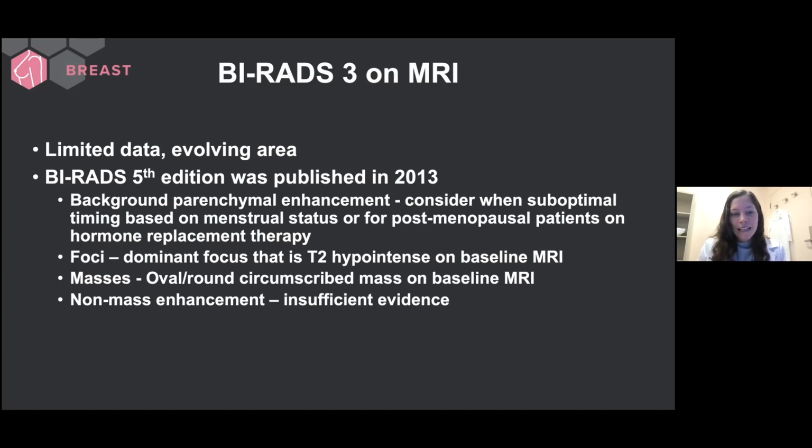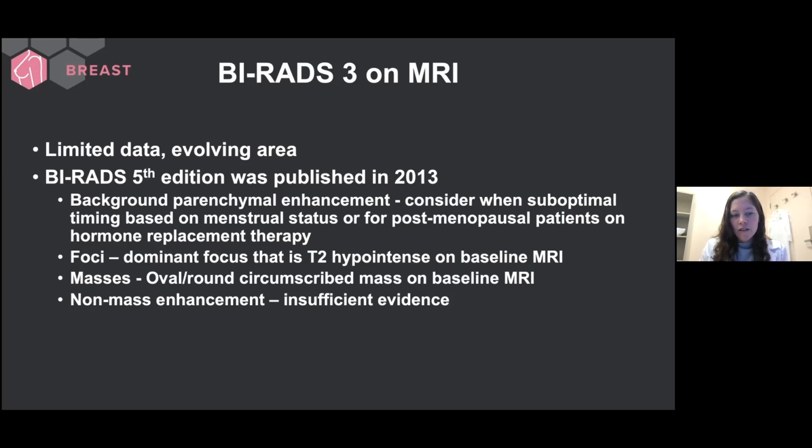The 5th edition of BI-RADS was published in 2013, and the technology itself has improved since 2013. We're also just doing a lot more breast MRI now than we were in 2013. So this is becoming more and more relevant. But the 2013 Atlas, this is what it lists for reasons to give a BI-RADS 3 on MRI. So first, it includes background parenchymal enhancement. In the Atlas, it says to consider giving a BI-RADS 3 when there's suboptimal timing based on menstrual status or for postmenopausal patients on hormone replacement therapy.